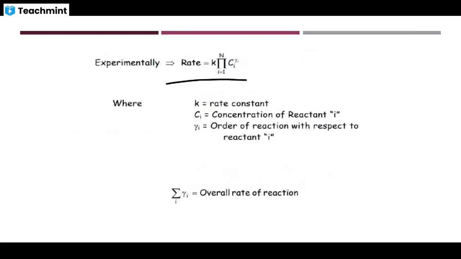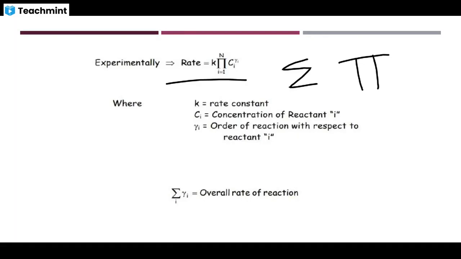Experimentally, the rate is the rate constant times the product of the concentrations of the reactants in the experiment. So in the experiment the rate is different from the calculated rate, because some of the reactant may disappear in the originally calculated rate equation. Here the pi means multiplication, sigma means summation. Product from i equal to 1 to n of Ci to the power gamma i.